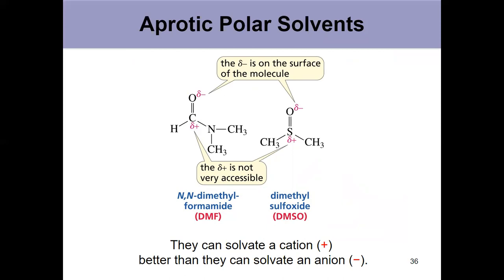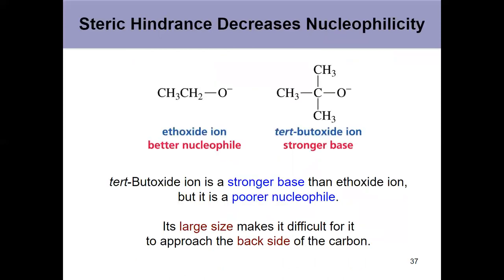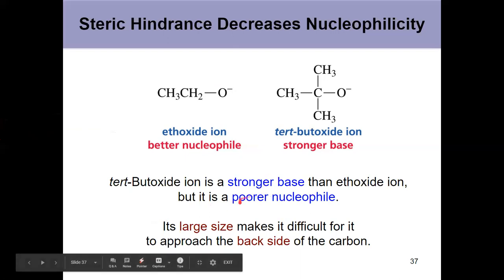Okay. One more thing that can affect nucleophilicity: sterics again, but now not looking at just the alkyl halide, looking at the nucleophile itself. Sterics are important there as well. So let's think about ethoxide and tert-butoxide. Now, tert-butoxide is actually a stronger base, so the quick assumption would be that it's a better nucleophile. But you see right here, it's a stronger base, but it's a poorer nucleophile.